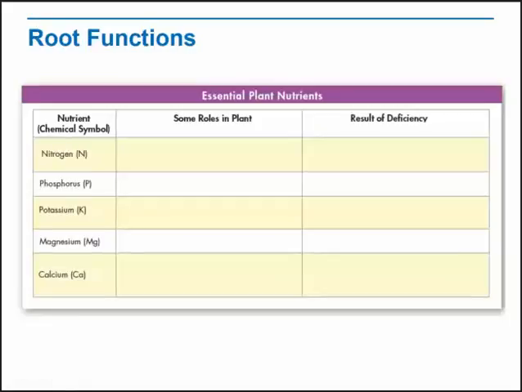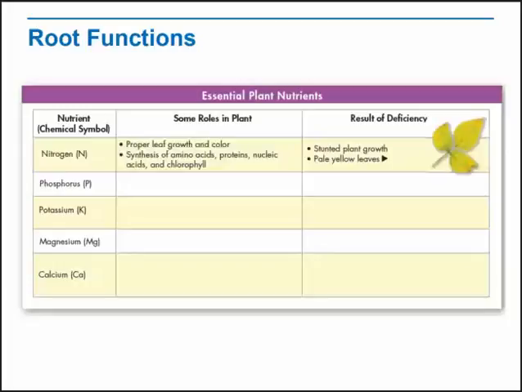Plants require a variety of inorganic nutrients in addition to carbon dioxide and water. The nutrients needed in largest amounts are nitrogen, phosphorus, potassium, magnesium, and calcium. Nitrogen is used for proper leaf growth and color. It is used in the synthesis of amino acids, proteins, nucleic acids, and chlorophyll. A plant that has a deficiency of nitrogen may have stunted plant growth and pale yellow leaves.